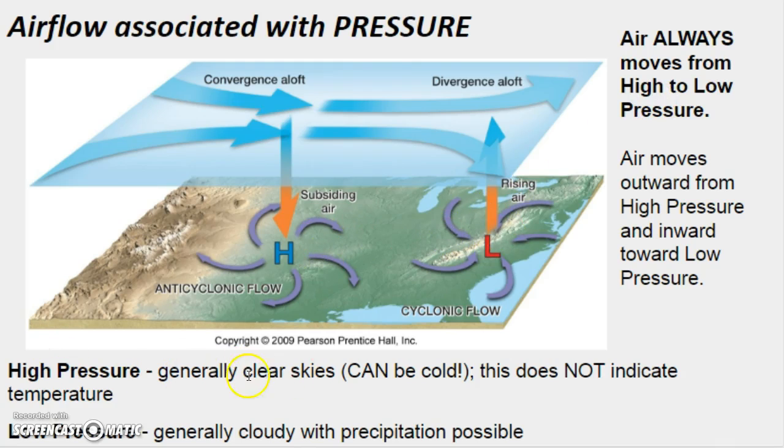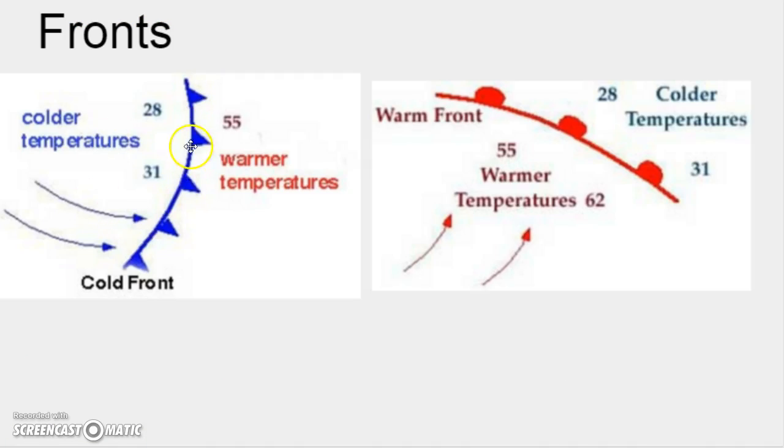High pressure generally means clear skies, but it can be cold. This does not indicate temperature. It's simply just the pressure of the air. Low pressure, generally cloudy, with precipitation possible. Just because there's low pressure moving through an area does not guarantee that it's getting rain or snow or whatever that precipitation is. There are specific types of frontal boundaries.